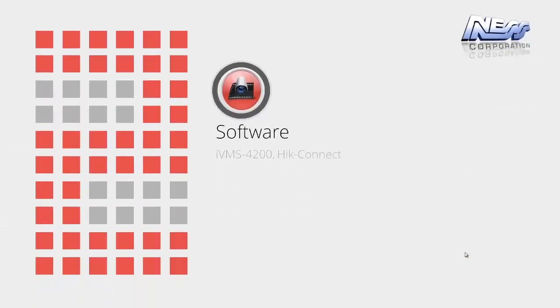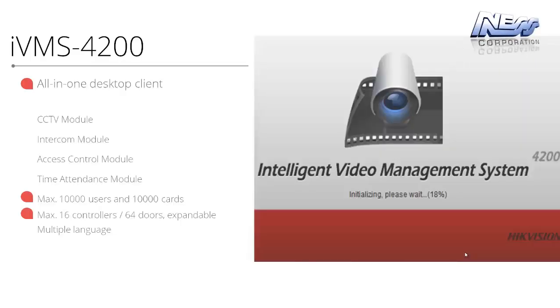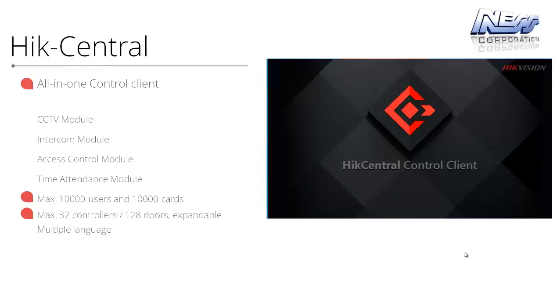There are two software packages available for programming the access controllers and also the terminals, and also managing. The first one is IVMS 4200. It's free software to installers, and it allows you to manage up to 16 controllers or 64 doors. The second one is Hik-Central, and the Hik-Central software will allow you to connect up to 32 controllers and up to 128 doors programmable, as well as managing the software. Both of them can obviously manage CCTV, intercoms, access control, and time and attendance all on the one software.